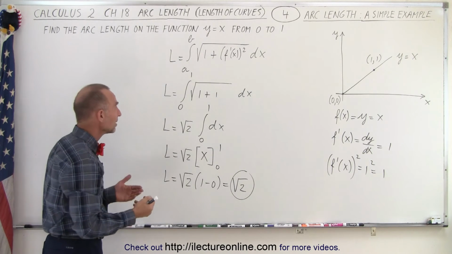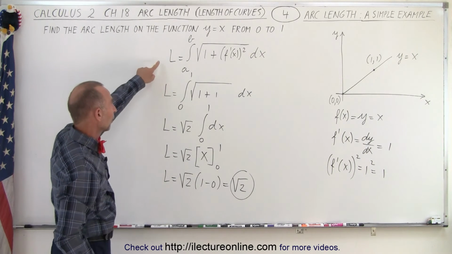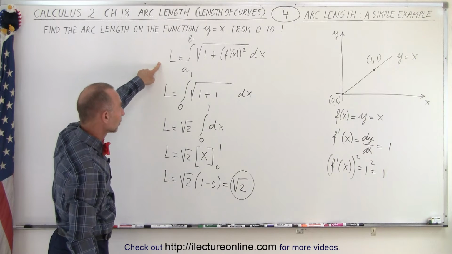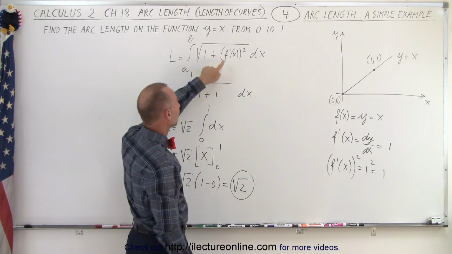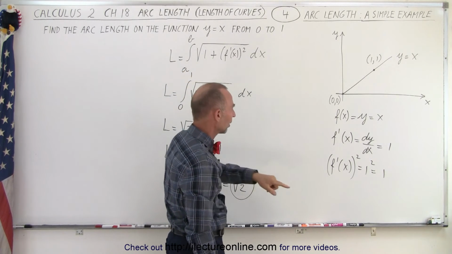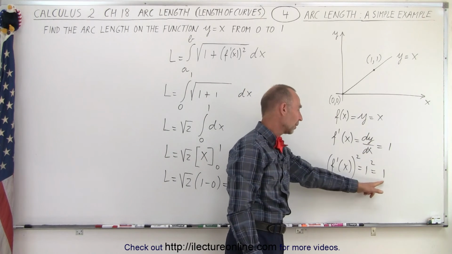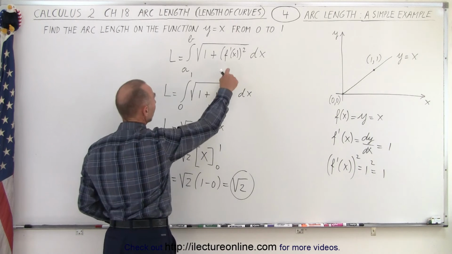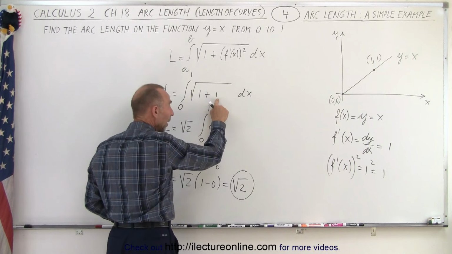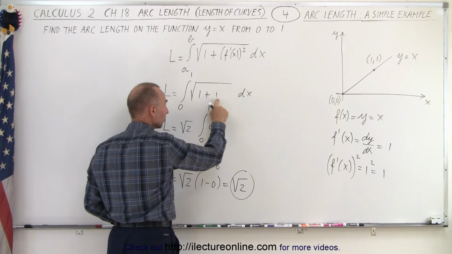So at least you see now the process. You start with your basic equation, the basic integral, the square root of 1 plus the derivative of the function squared. In this case, the function is y equals x. The derivative is 1. We square that, we still get 1. So we replace this by the square of the derivative of the function.